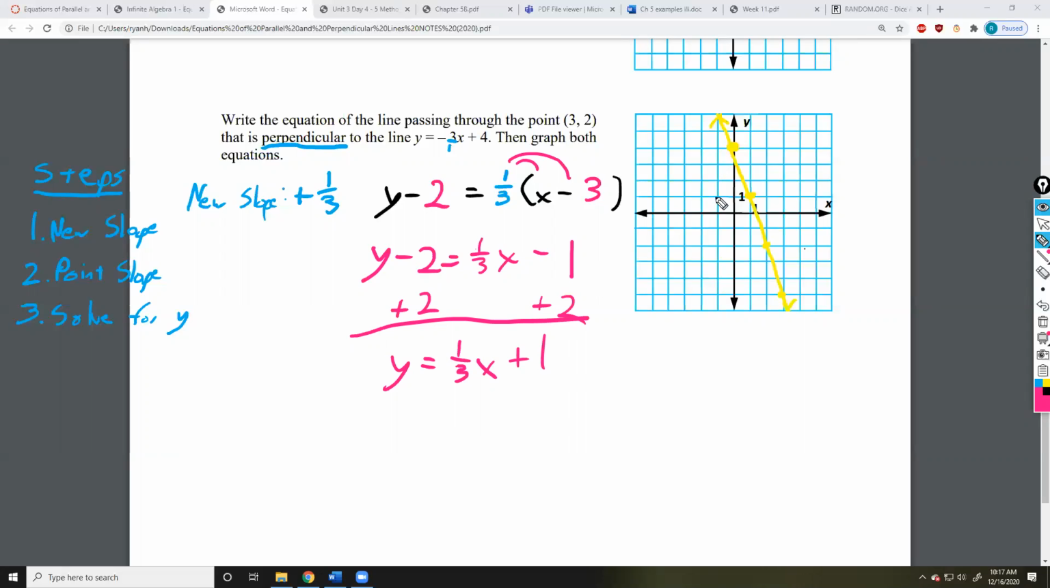-1 + 2 is 1. So y-intercept is up at +1. Slope is a +1/3. That means my change in y is 1, so we're moving up 1. Change in x is 3, so we're moving to the right 3. Up 1 to the right 3. Or down 1 to the left 3. Down 1 to the left 3.